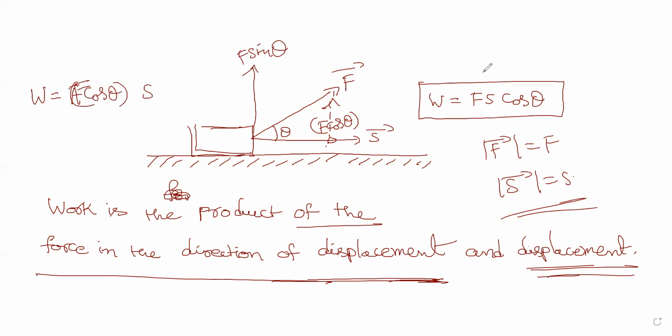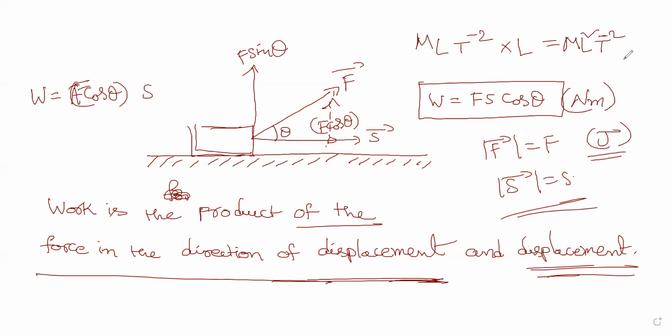What are the units of work? It is like force into displacement, that is Newton meter. The Newton meter is joule. Next is the dimension formula: M L T power minus 2, multiplied by L. So that is M L square T power minus 2. So that's the dimension formula of work, joules. Okay, dimension formula is M L square T power minus 2.